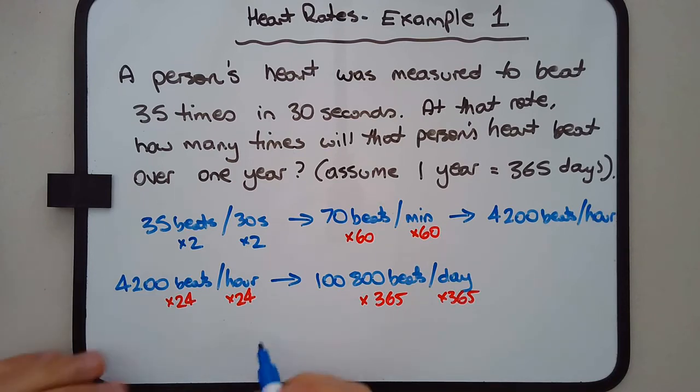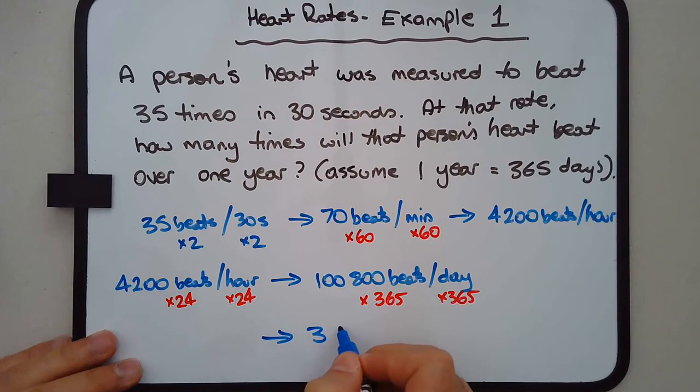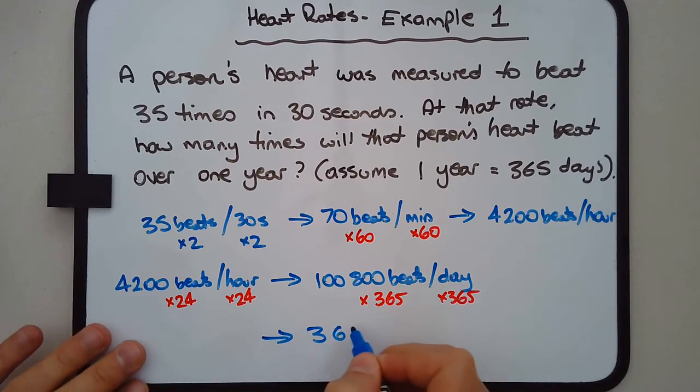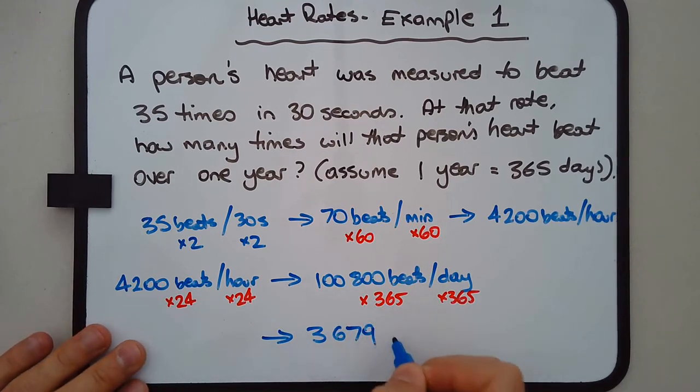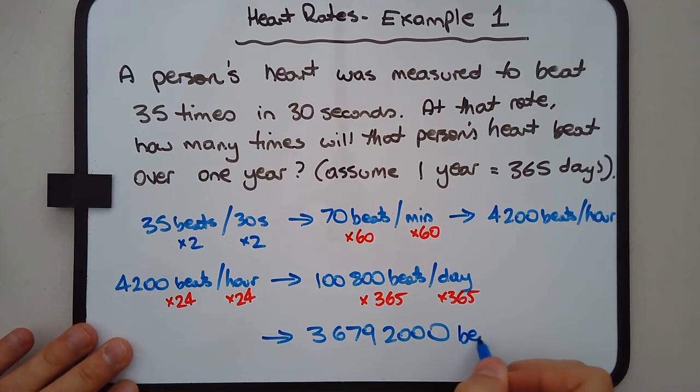And we end up with a fairly large number. I'll just write it down first. 3, 6, 7, 9, so that's 36,792,000 times in 1 year. That's beats per year.